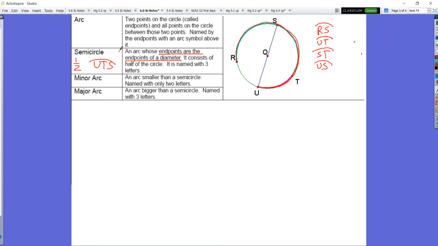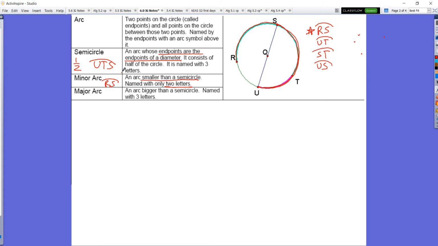All right, so there is our semicircle, halfway around. Then we have ourselves a minor arc, which is going to be smaller than a semicircle. It's named using only 2 letters. So we named one of them right here. We got RS. That's one of our minor arcs that we named.